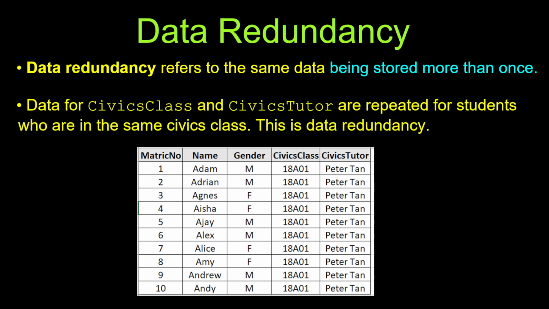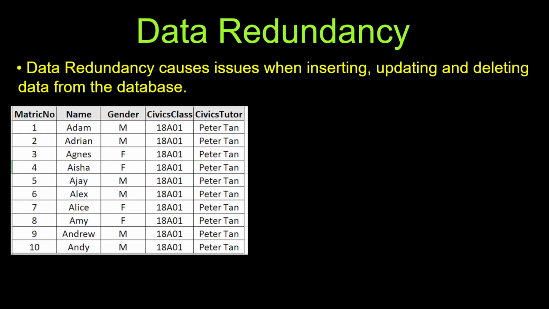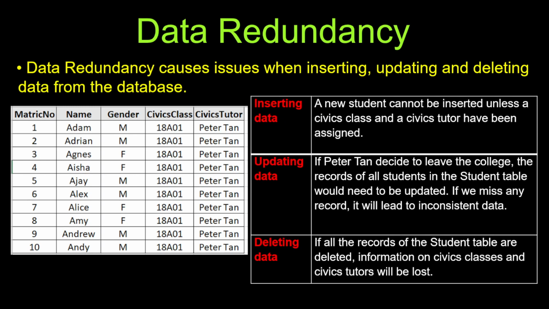Okay, but let's see what are the problems associated with data redundancy. When you have redundant data, you're going to have some issues when you insert, update, or delete data from your database. So for example, let's look at this class here. If I want to insert data, I cannot insert a new student record if I don't know his civics class and civics tutor yet. Let's say a new student is coming in, he needs to take a subject selection test. Before that, we want to put his name in. We just need to give him his metric number, name, and gender, right? But we don't know which class he's going to yet. Because we don't know the class, we don't know which tutor will be his civics tutor. So that's going to be some issue.